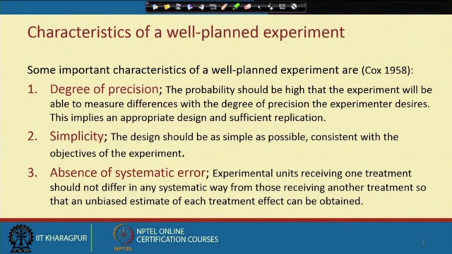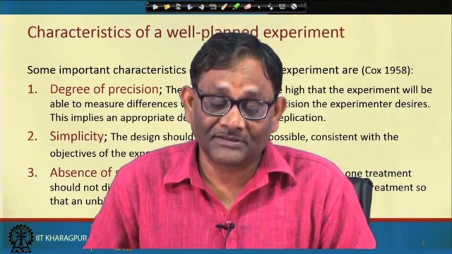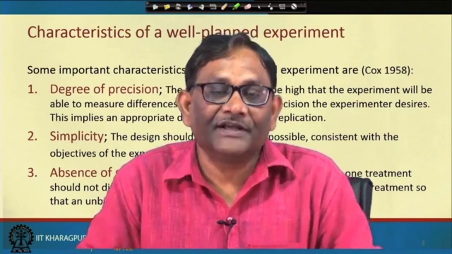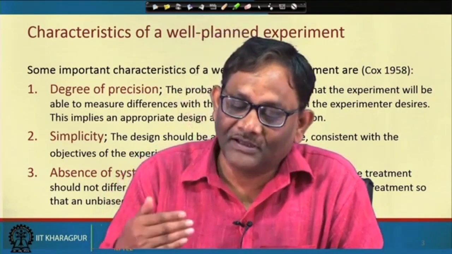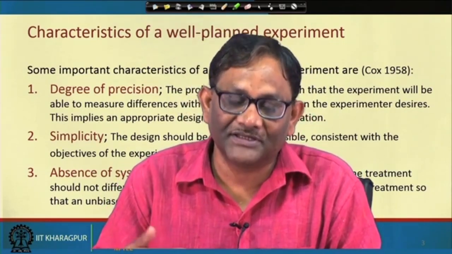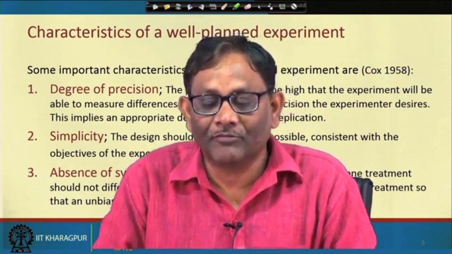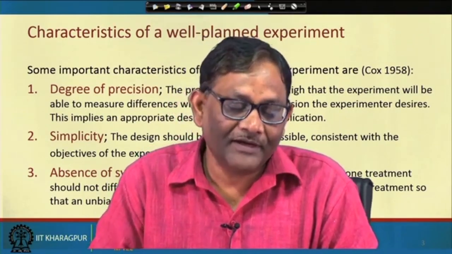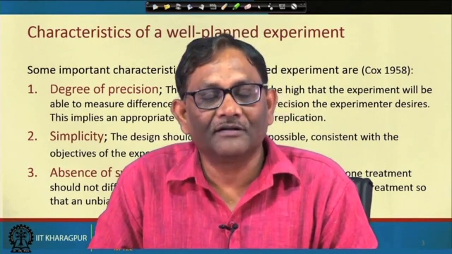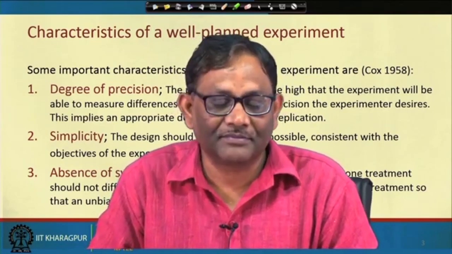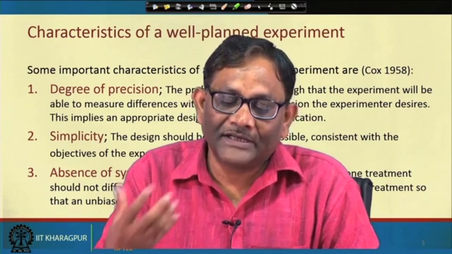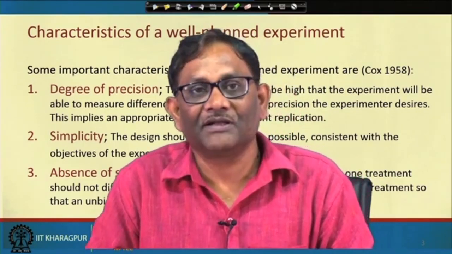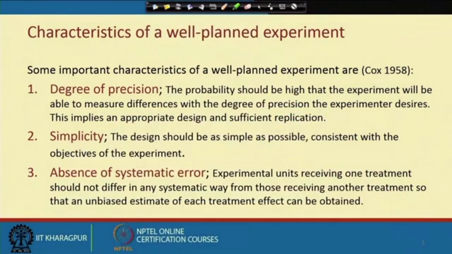Then simplicity: the design should be as simple as possible, consistent with the objective of the experiment. What does it mean? Unnecessarily taking many factors, many x, and concentrating on many z also, is not desirable unless the purpose or the objective of the experiment desires so. So you may consider the important factors and variables, and make it simple. Similarly, you will find out later on that in experimental design there are different principles to be adopted. So you should adopt the principles, select the material, design the experiment, and run the experiment in such a manner that it is simple and consistent with the objectives of the experiment.